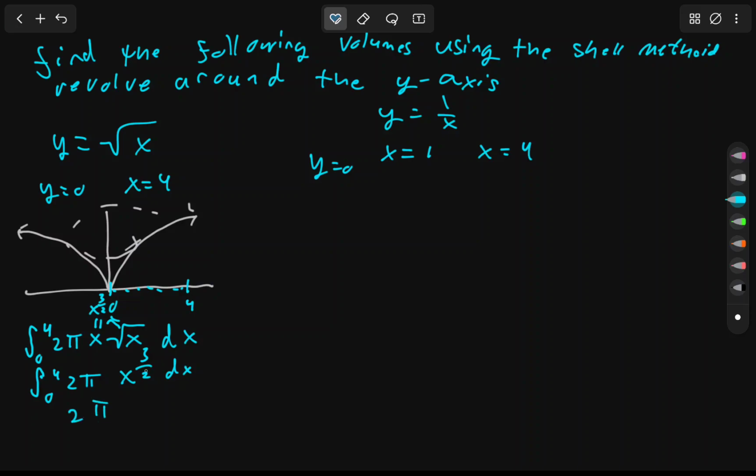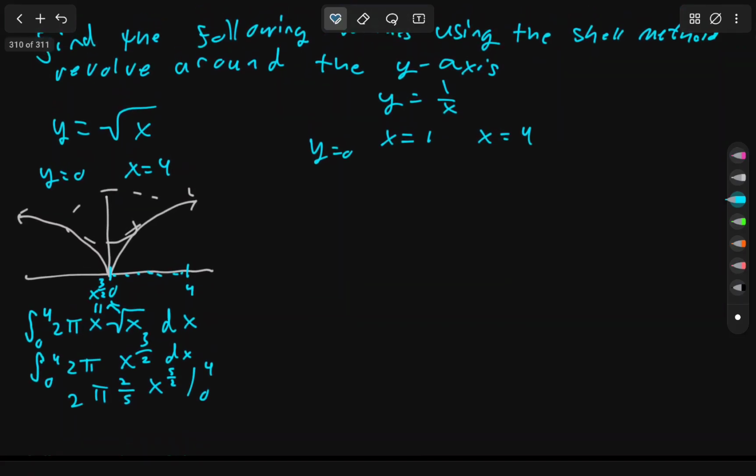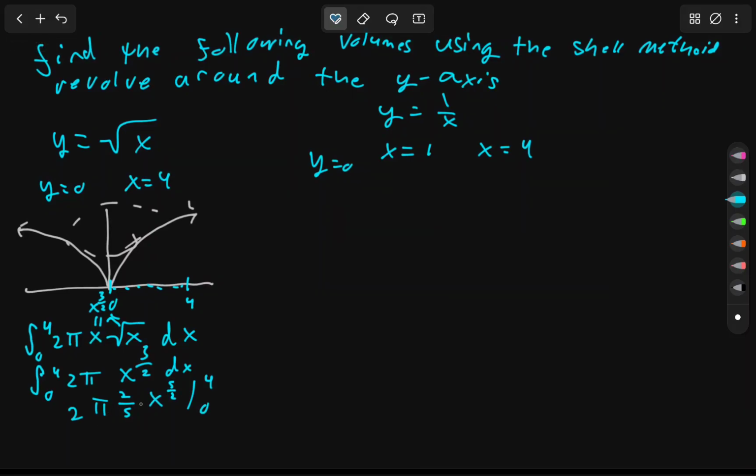Well, this is now just a power rule integral. So we get 2 pi times 2/5 x to the power of 5/2. And then plus c, but we don't have to worry about the plus c since this is a definite integral, and we're integrating from 0 to 4. Now we just have to evaluate this.